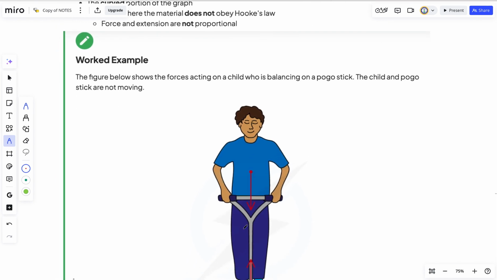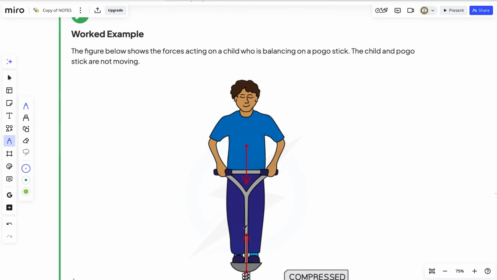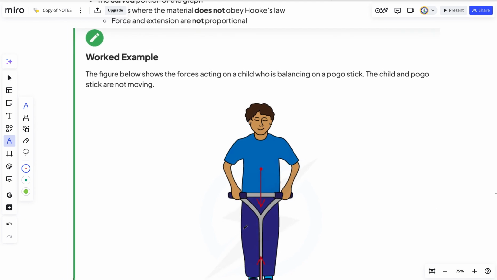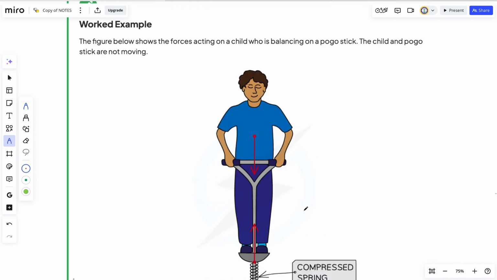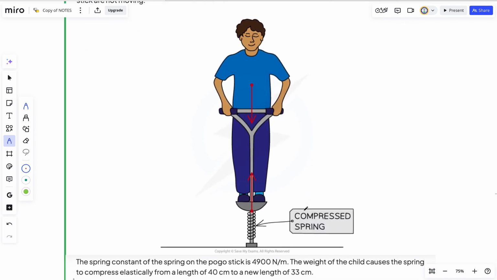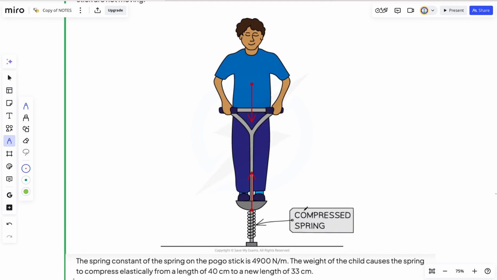Now we understand the definitions, the proportion, the explanation, the loading, and the law itself. Now let's take a look at the example. The figure below shows a force acting on a child who is balancing on a pogo stick. The child and the pogo stick are not moving. He's just standing on it and raising the hands. The spring will compress, then release. It will come down, up, down, up. So it's the spring that is doing everything. We use springs in making mechanical machines in many cases.